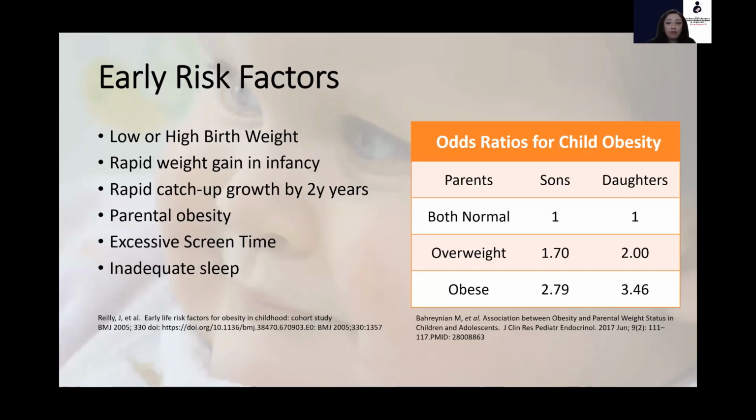Parental obesity in itself is a risk factor with increased odds ratio. So if you have parents who are overweight, your odds ratio are about 2. And with obese parents, we're talking about 2.5 to 3.5 increased odds of the children developing obesity. Excessive screen time, which is becoming more and more difficult to avoid, and inadequate sleep. A lot of children are staying up very late on screens, which is promoting late night eating, unhealthy snacking, and increased insulin resistance.